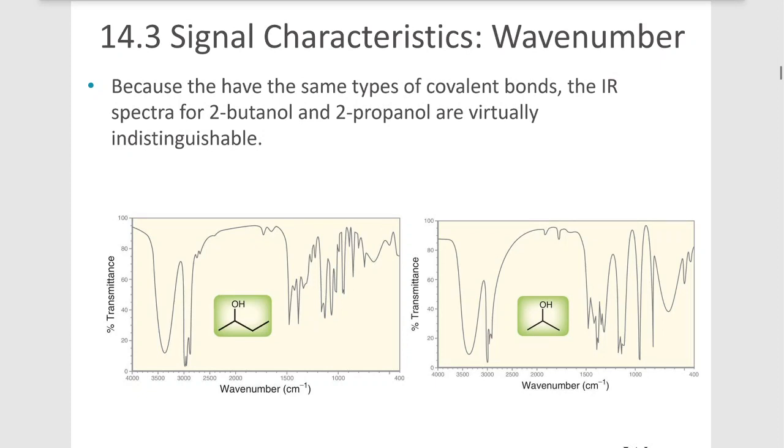Because the same types of covalent bonds have similar infrared spectra, we can consider the spectra for 2-butanol and 2-propanol, where, not looking at the fingerprint region, they're virtually indistinguishable. In other words, the fingerprint region between these two molecules will be different, but the functional groups will give us similar absorptions. So our OH peak is going to be here, and our sp3 CHs are going to be here, and for both molecules we're going to see a similar spectrum. Down here in the fingerprint region they're very different because that's unique to each individual molecule. But these molecules have similar functional groups, and that's going to give them a similar spectrum above 1500.